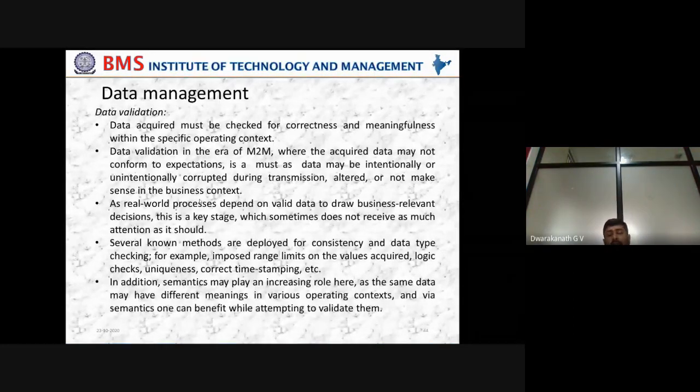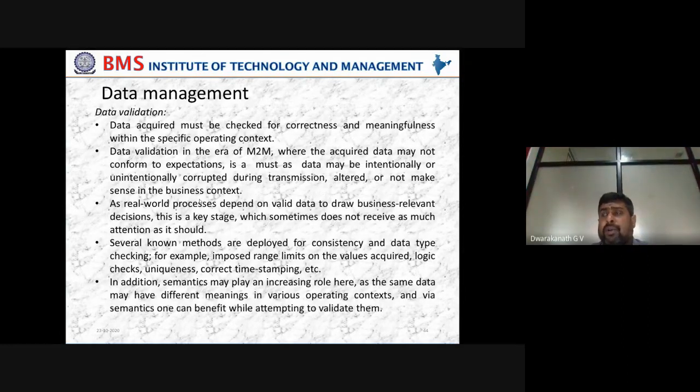Coming to the next step, a very important thing, the next one is data validation. That is, data acquired must be checked for correctness and meaningfulness within the specific operated context. This is a very, very, very important stage, but every student or every project maker in academics will forget about this, whatever the project may be.